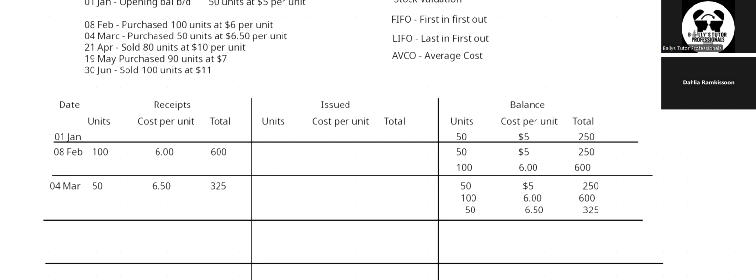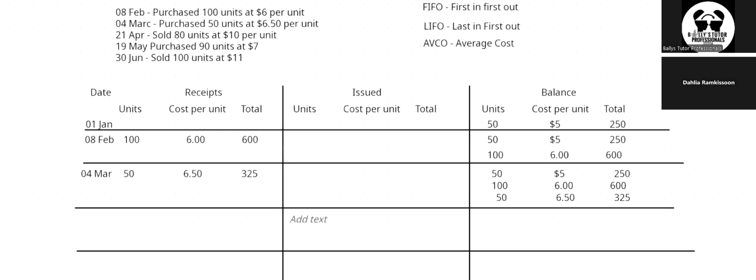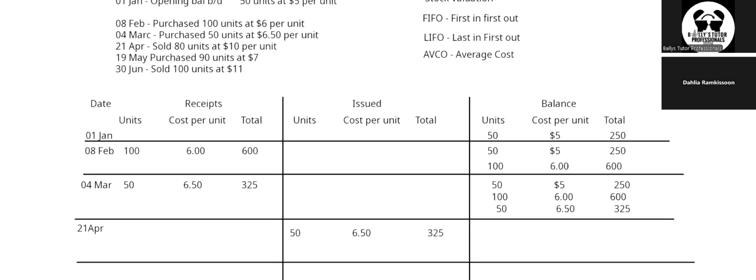So 21st of April. We sell 50 at the $6.50 for 325. But it's 80 now we're selling, right? So after we sell that 50, how much more do we need to make up? 30. And where will we take that 30 from? The 100. All right.